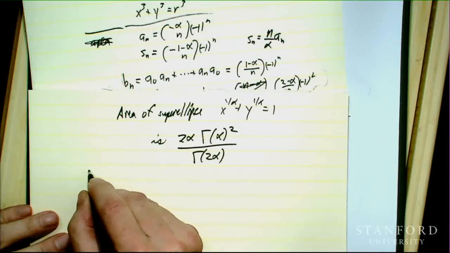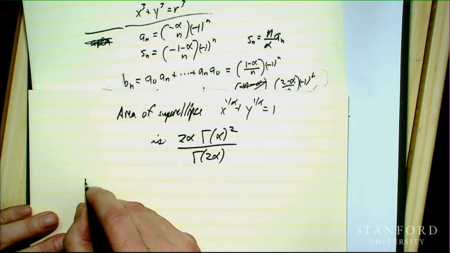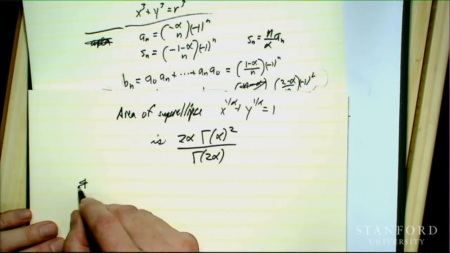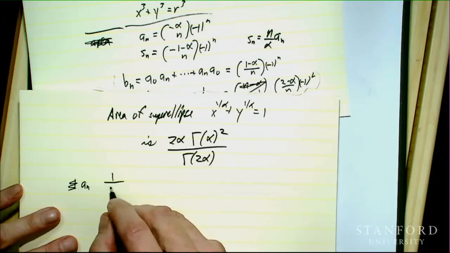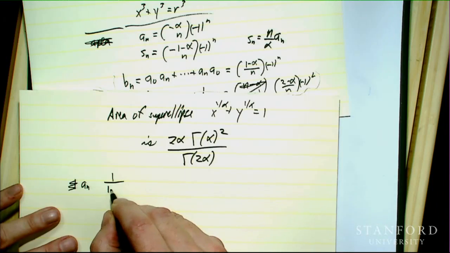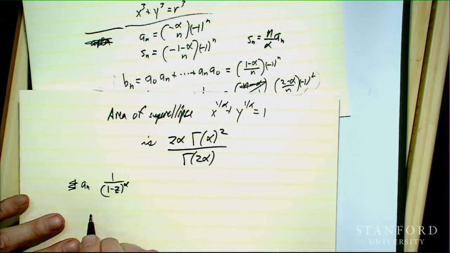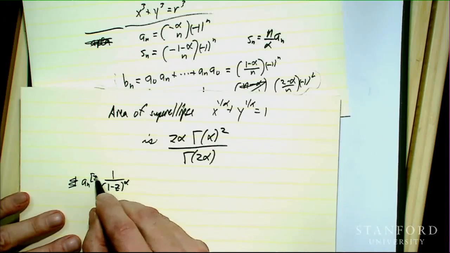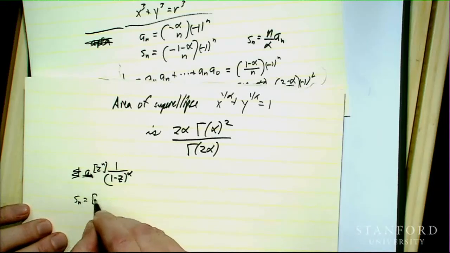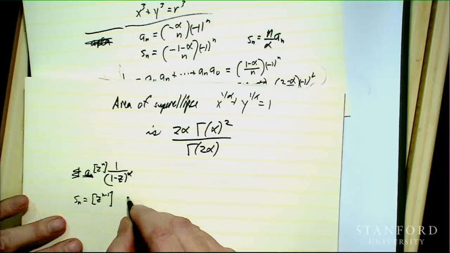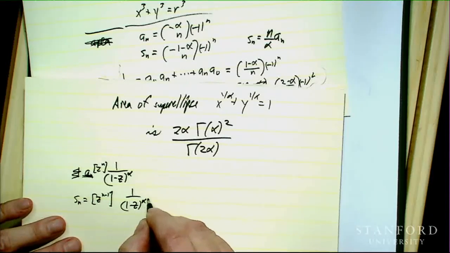1 minus alpha, 2n instead of over n. You know what I really ought to do is be careful about this. So what I have is a sub n is the coefficient. A sub n is somehow the coefficient of z to the n in 1 over 1 minus z to the alpha. And so then S sub n is going to be the coefficient of z to the n minus 1 in 1 over 1 minus z to the alpha plus 1.